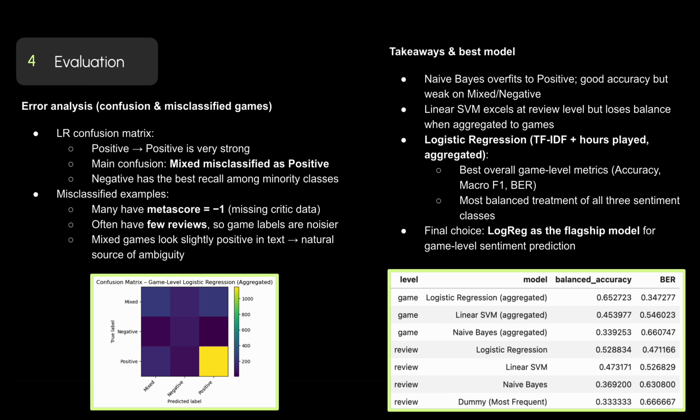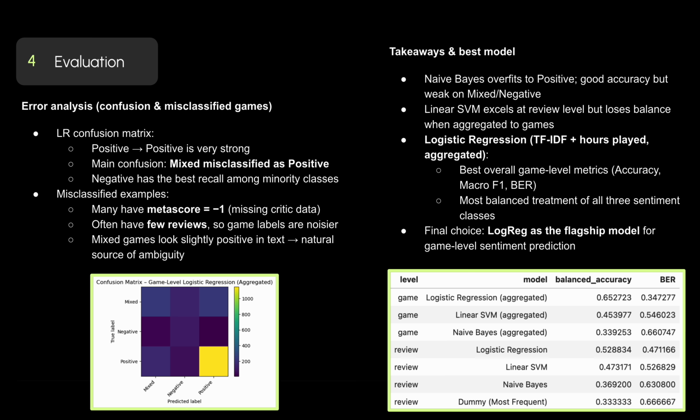And we see negative achieving some of the best recall compared to some of the other classes. So those patterns kind of explain why logistic regression has the lowest balanced error rate, because it's balancing the positive performance with better treatment of the mixed and negative classes than the other models.